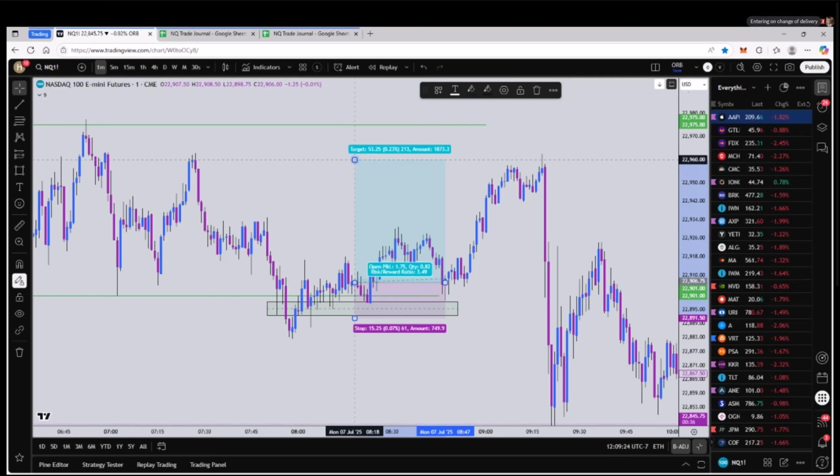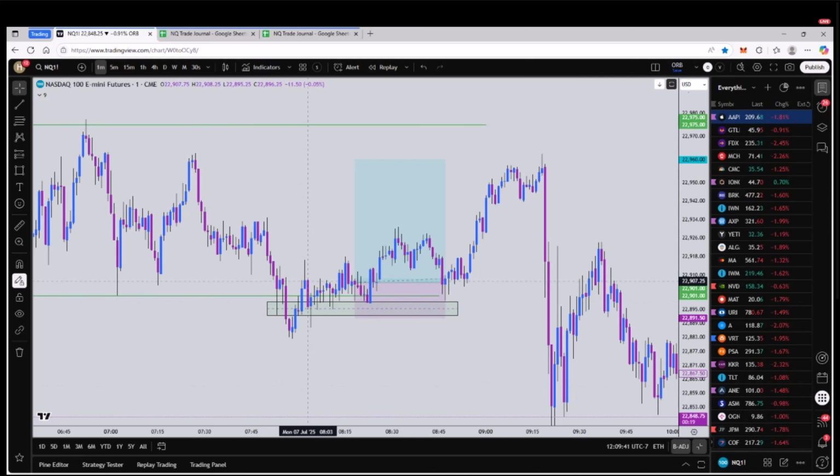Entering on the change of delivery, exactly. So an ILM, by definition, by what it actually is doing, if we look at just the fundamentals, is going from holding bearish order flow to bullish order flow.